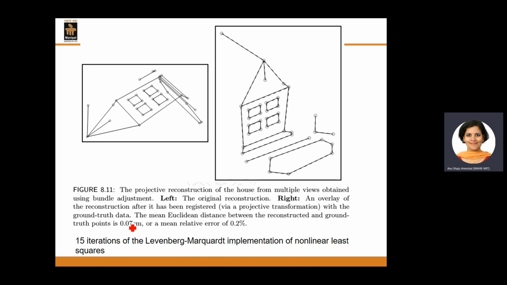Using bundle adjustment for the projective reconstruction, you see that for this particular example the mean error is 0.07 centimeter, or 0.2%. So we can see how much the errors have reduced, and this is with 15 iterations. In the previous example that we saw, the error was around 1.2%. In this case, it has reduced to 0.2%. So bundle adjustment helps a lot with refining the SFM reconstruction.